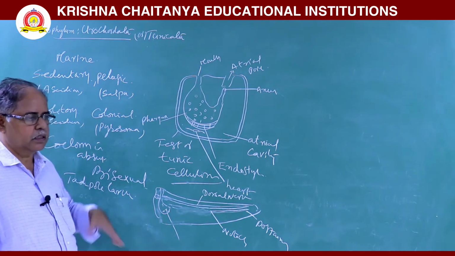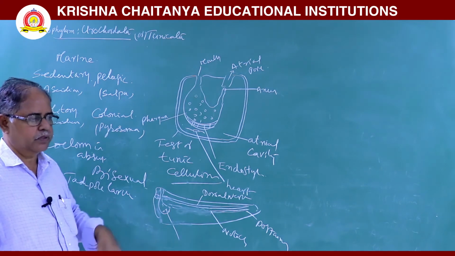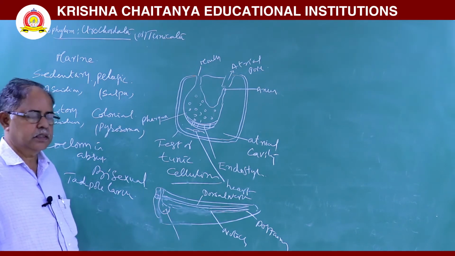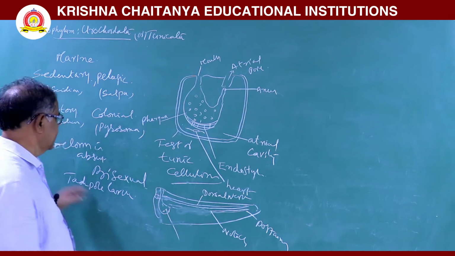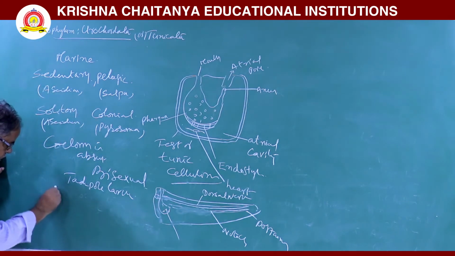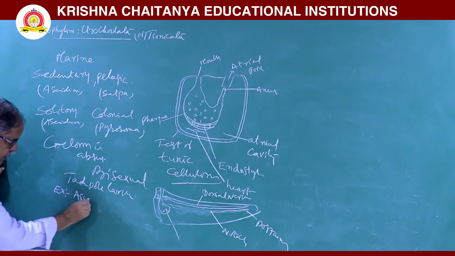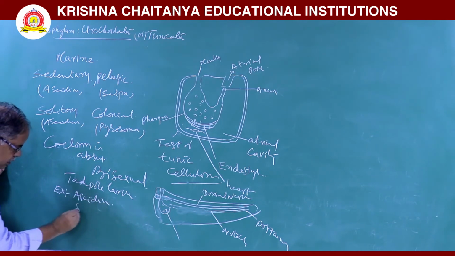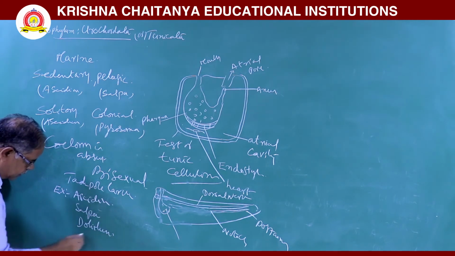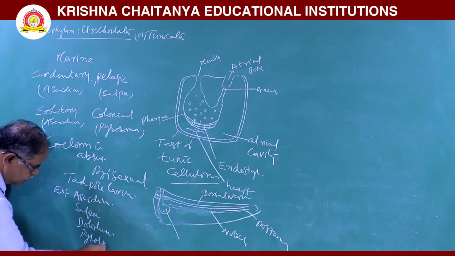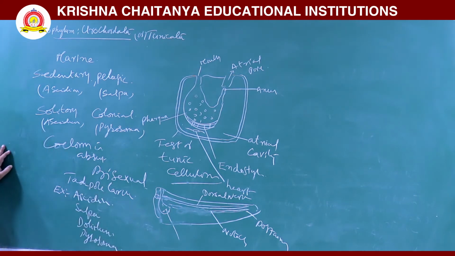During metamorphosis, it loses all chordate characters and is modified into an adult urochordate. This type of metamorphosis is called retrogressive metamorphosis. Next, examples: Ascidian, Salpa, Doliolum and Pyrosoma. Pyrosoma shows bioluminescence.